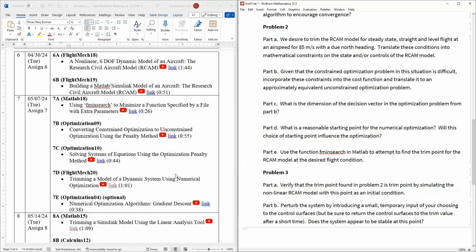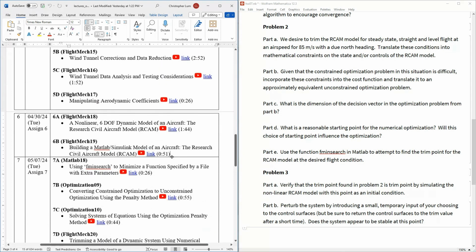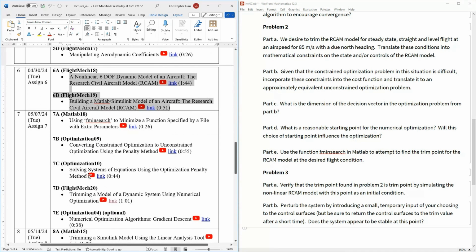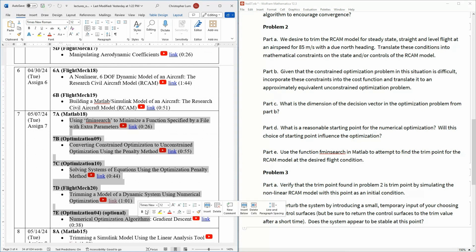I'm really excited about this week, because we're now really on our way to doing a lot of fun engineering analysis with our RCAM system. We spent 6 weeks developing the equations of motion and the actual aircraft model, and now we're getting to do a lot of fun engineering on it. So we're going to do some trimming right now. That's what we're talking about in week 7.